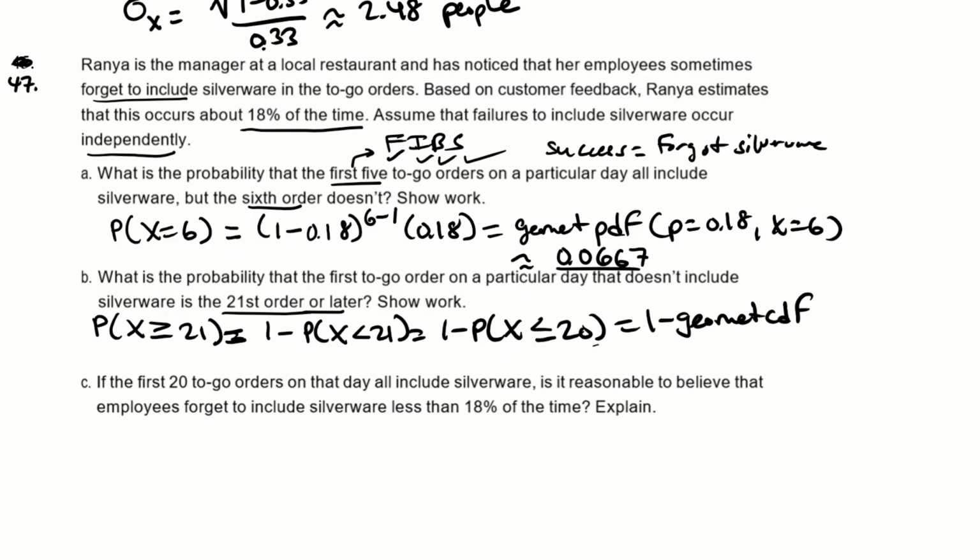P is 0.18, and x is 20. Okay, so we calculate that, and we get 0.019.